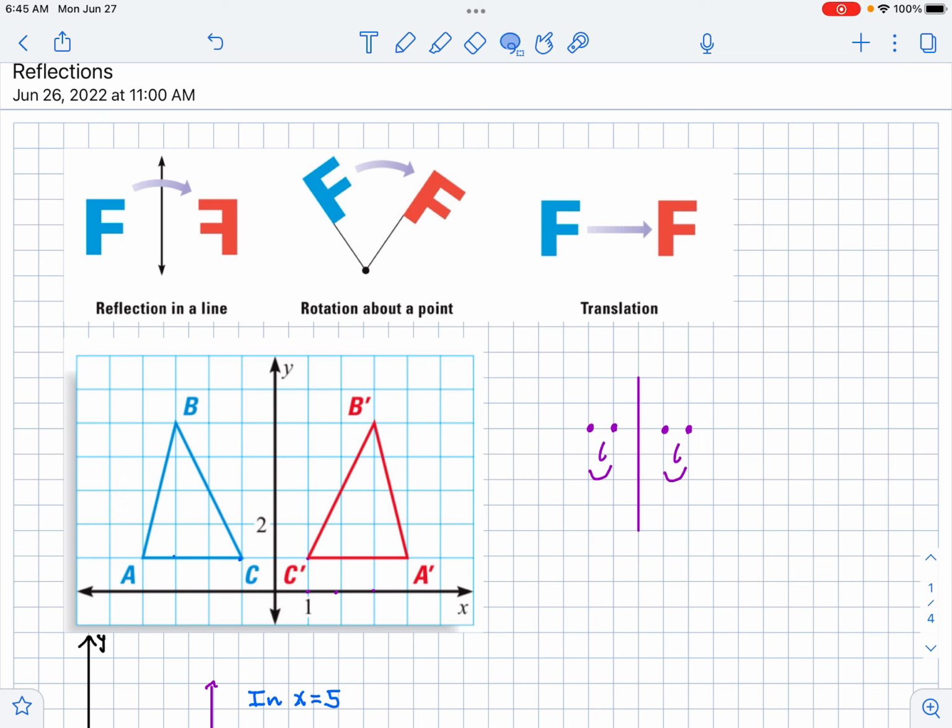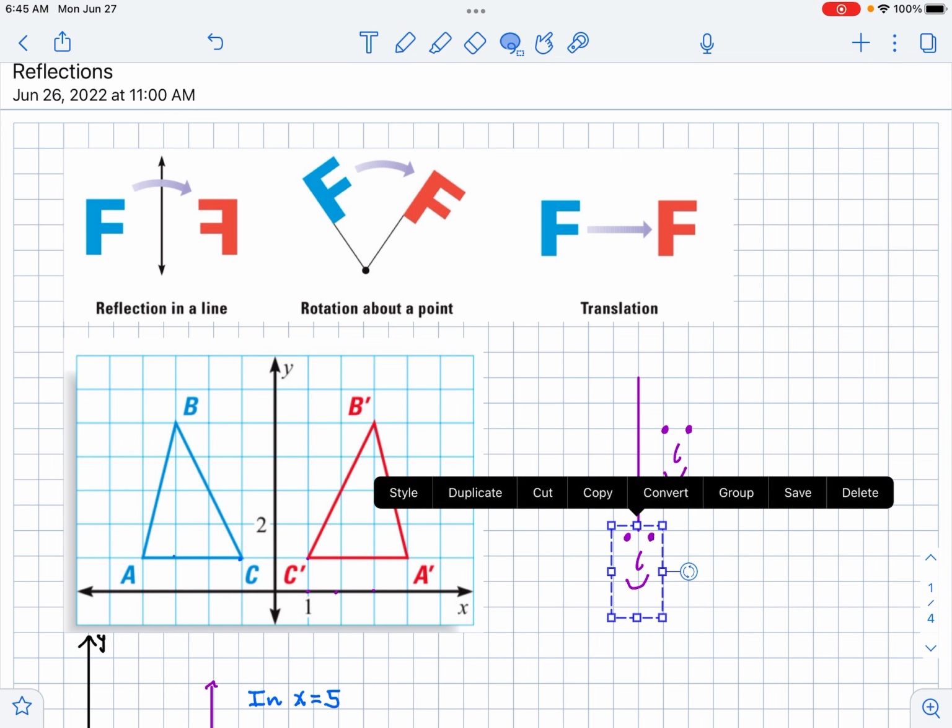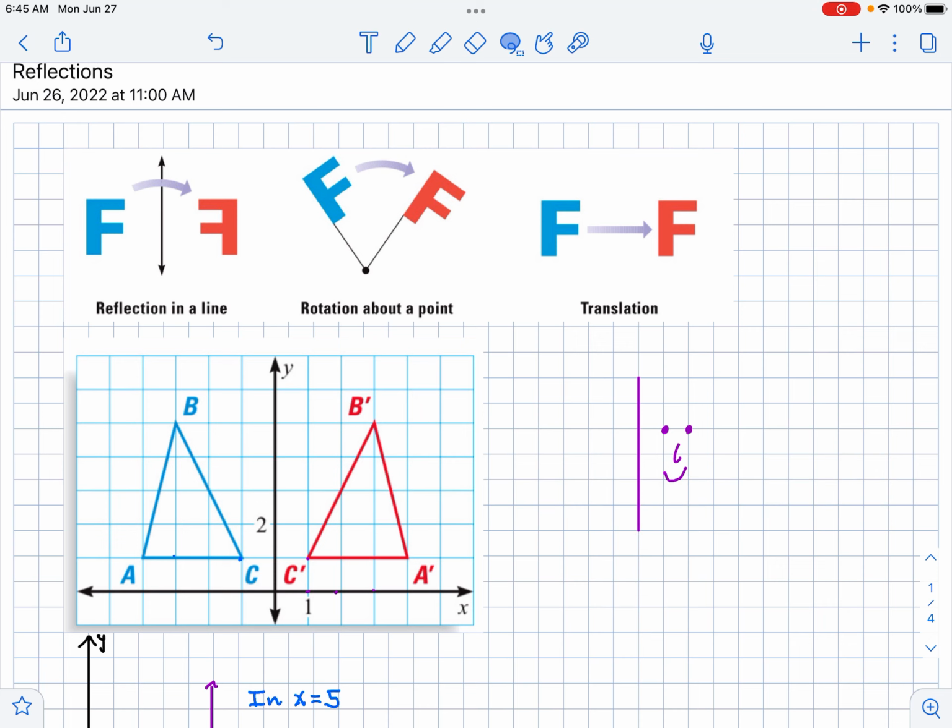We could also make it go around in circles like this, and that is a rotation. So the point is, we've got lots of different transformations. And up here in this little box, I've got pictures of 3 different kinds. What we're going to focus on right now is the reflection.